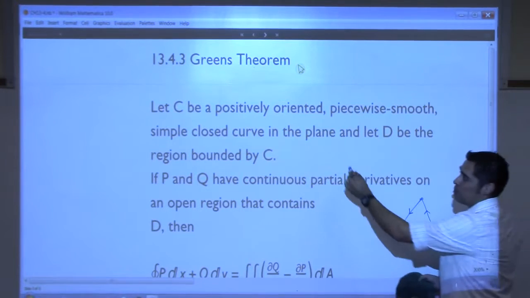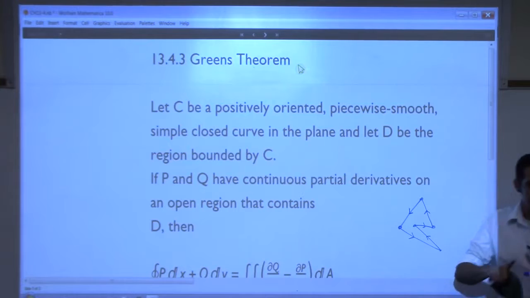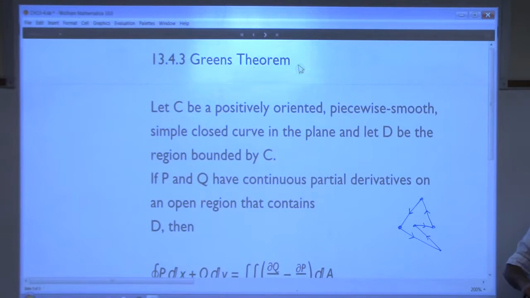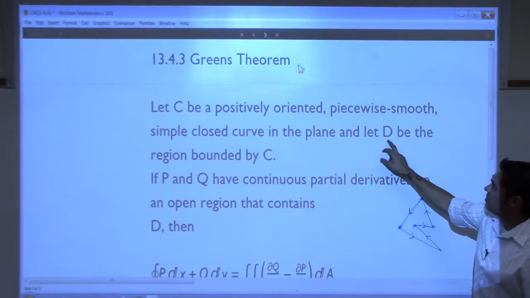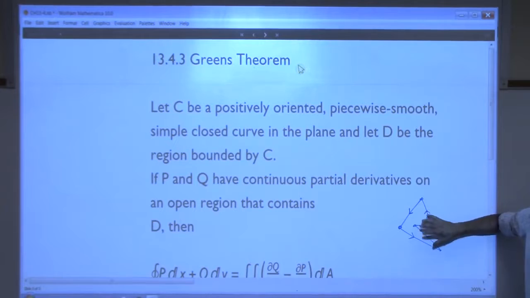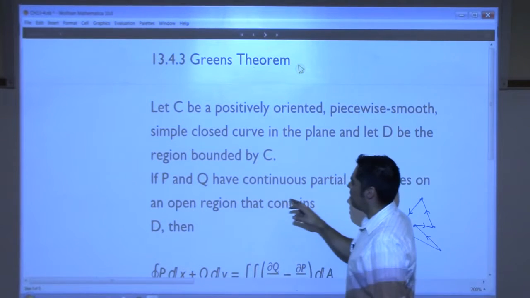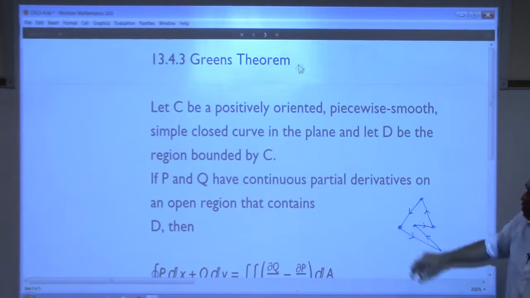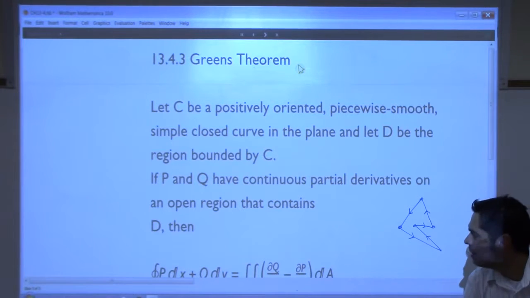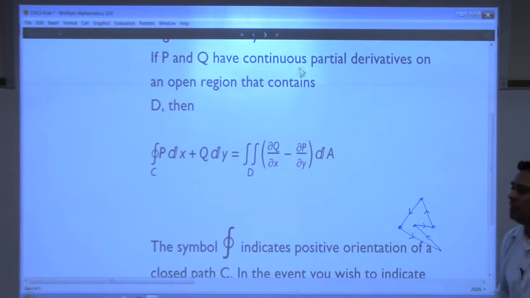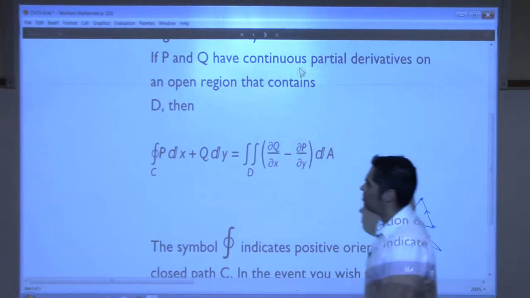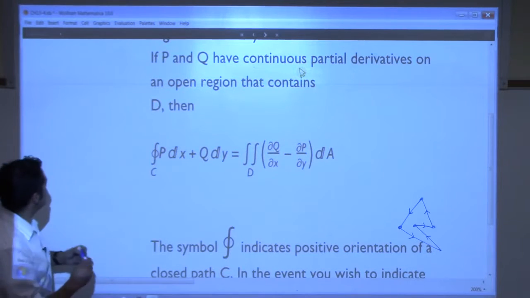You're in the plane, which means we're two-dimensional. This theorem will get extended out to 3 dimensions. Green's theorem is in 2 dimensions. When we move on a little bit further, in the next couple of sections, we blow this out to 3 dimensions, and it's got a different name. All right? So D is the region it encloses. And if P and Q have continuous partial derivatives on an open region that contains D, then here's the relationship between the line integral and the double integral. Okay, so here's the notation we have. Remember, this was the line integral?